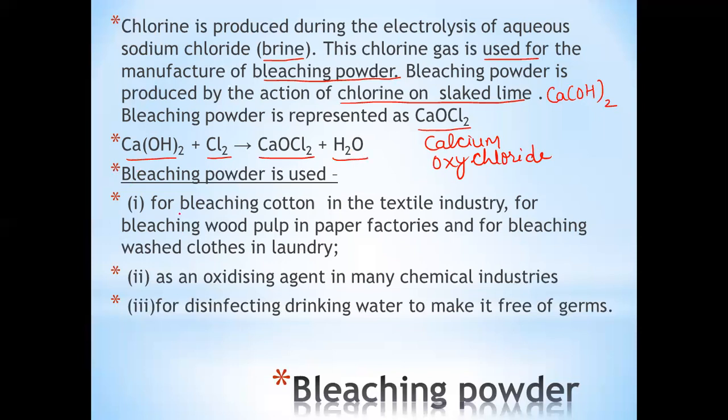Uses of calcium oxychloride. It is used for bleaching cotton in textile industry and for bleaching wood pulp in paper industries and for bleaching washed cloth in laundry. It is used as an oxidizing agent in many chemical industries. It is also used for disinfecting drinking water to make it free of germs.